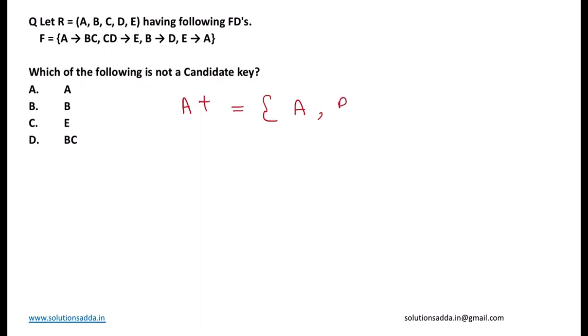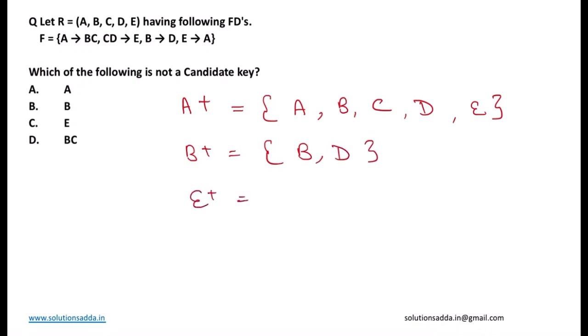So A determines BC, B determines D, and C and D determines E. We observe this from the functional dependencies that are given above. Closure of B is determined by B plus, B itself is a part of the closure and B determines D. And we don't find any other attributes which are determined from this set.